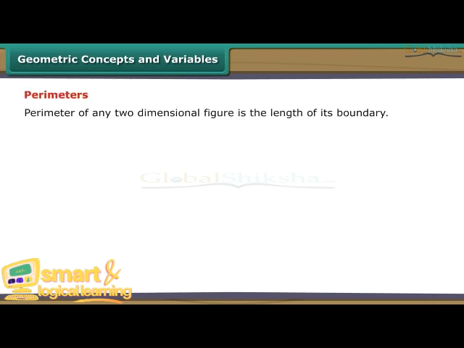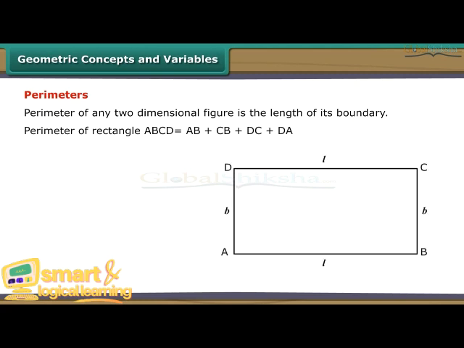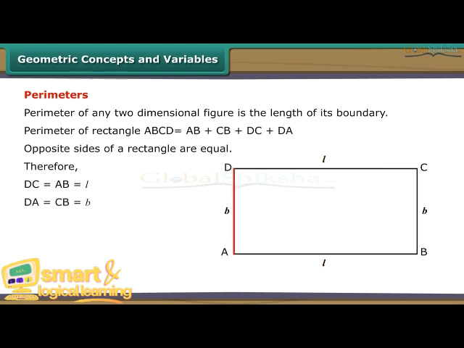Perimeters. Perimeter of any two-dimensional figure is the length of its boundary. Perimeter of rectangle ABCD is equal to AB plus CB plus DC plus DA. Opposite sides of a rectangle are equal. Therefore, DC is equal to AB is equal to L for length. DA is equal to CB is equal to B for breadth.